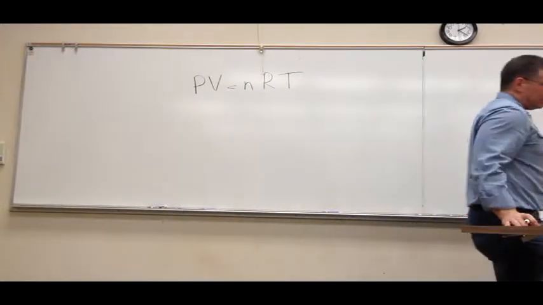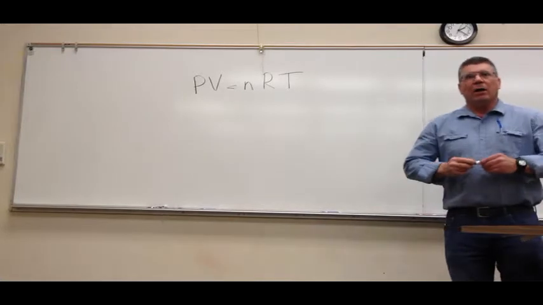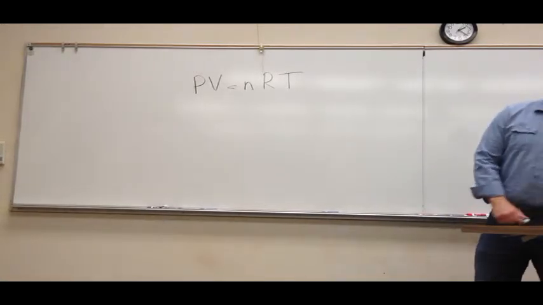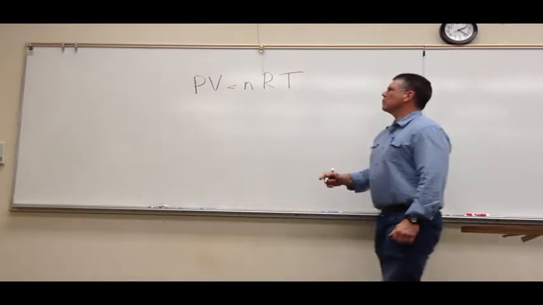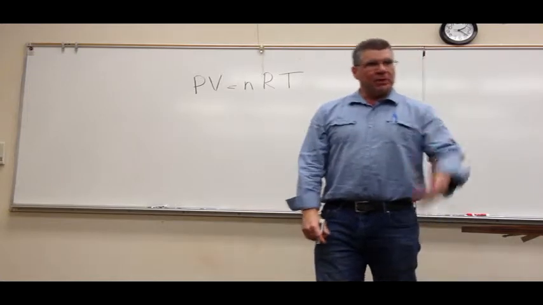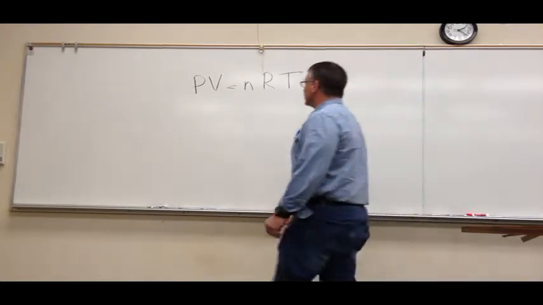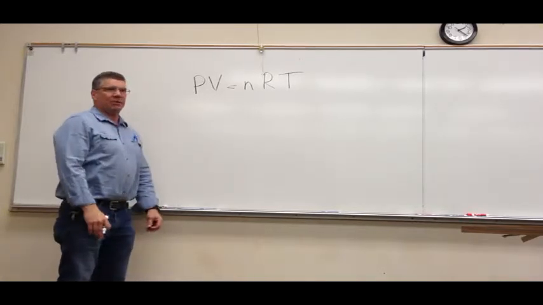And we got to the ideal gas law last time, PV equals nRT. What I'm going to do now is just show you real quickly how you can modify this to incorporate the density and molecular mass of the gas. So pressure times volume equals number of moles times the gas constant times the temperature.